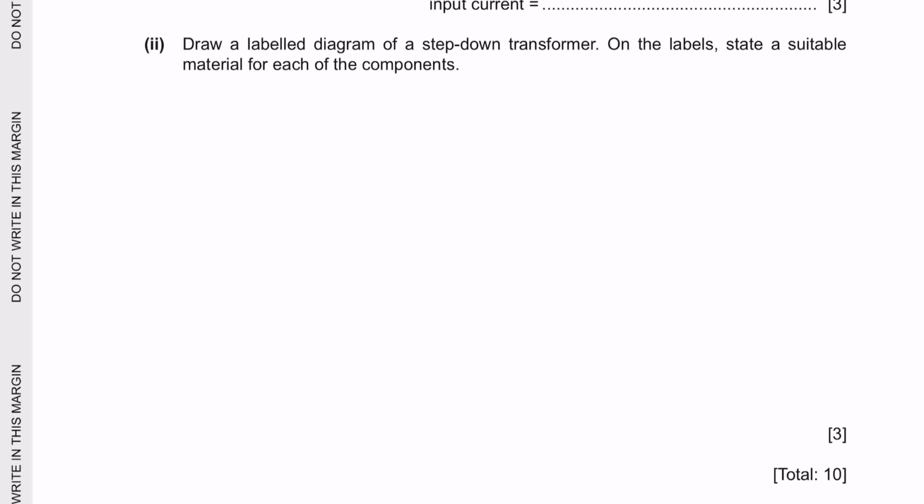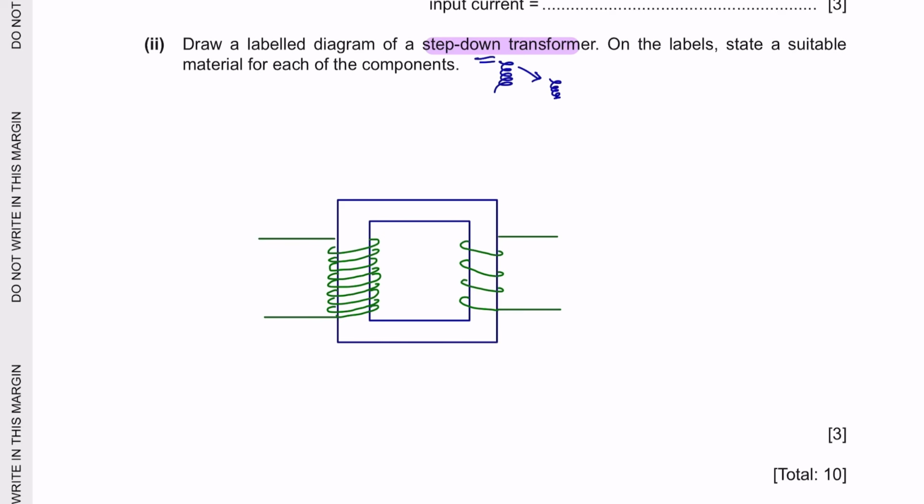Next, question part 2. Draw a labeled diagram of a step-down transformer. On the label, state a suitable material for each of the components. So a step-down transformer means that you will have more coils at the primary and fewer coils in the secondary. And this is how it should look.